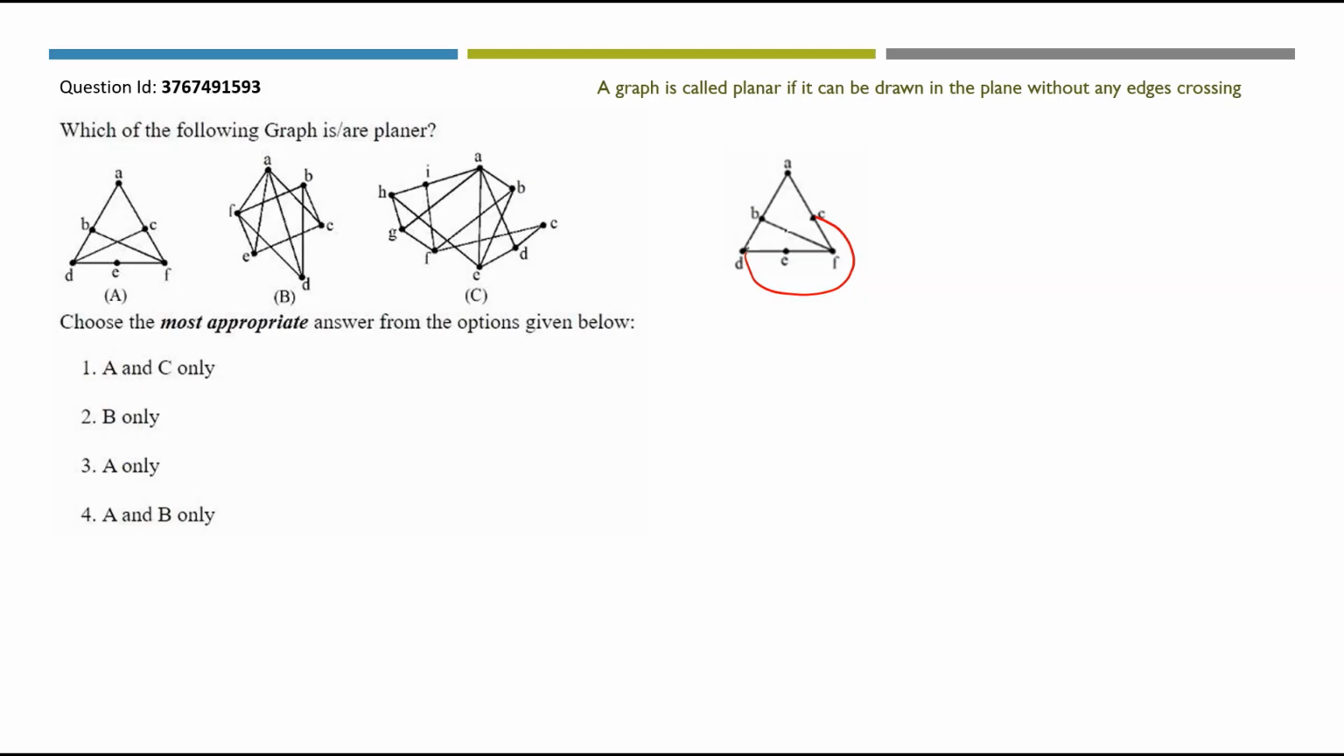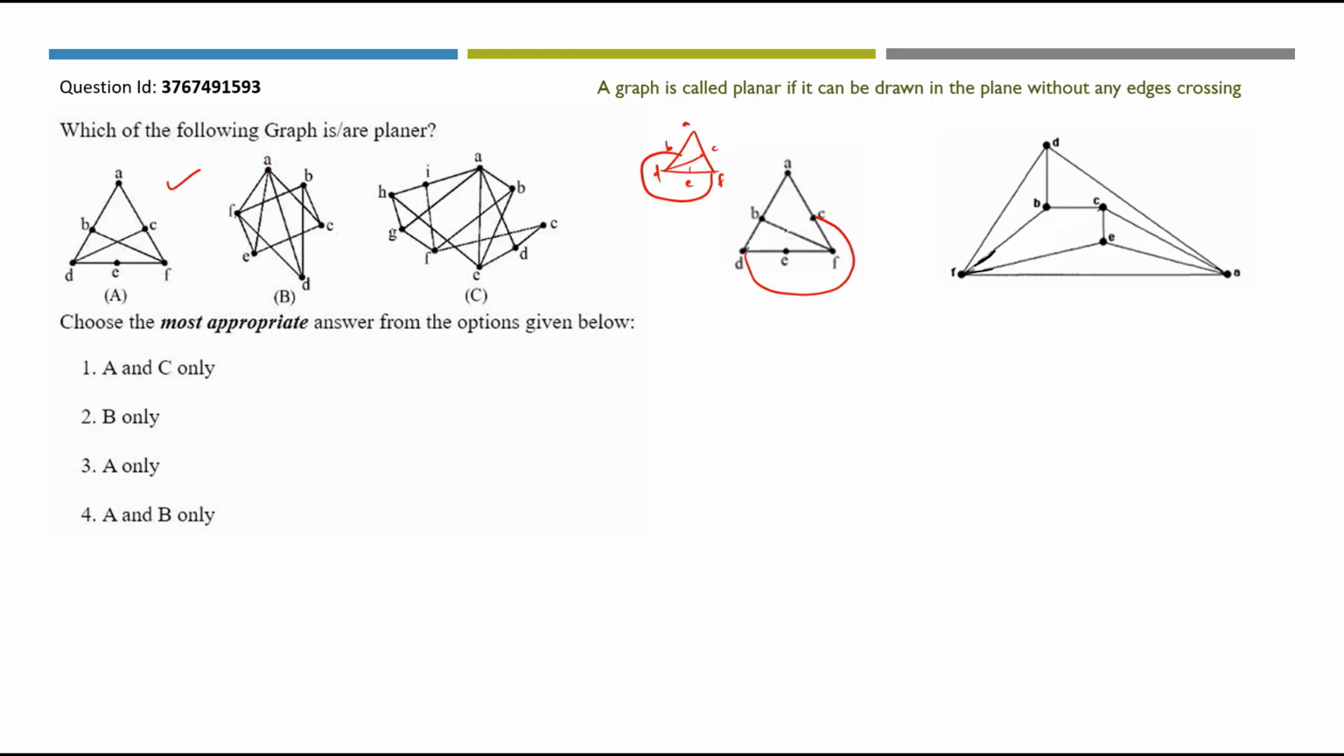You can represent it in this way. Otherwise, you can have A here, B, D, E, F, C here. C, D can be connected this way and B, F can be connected this way. Either way you can represent it. So definitely A is planar here. What about B? Now this will be the planar representation of B graph.